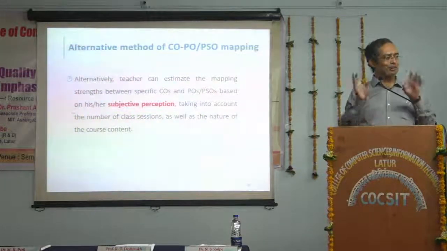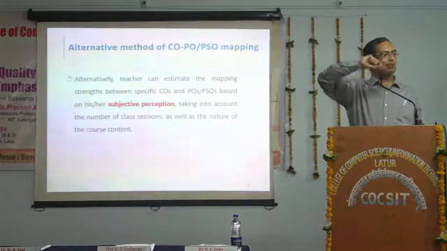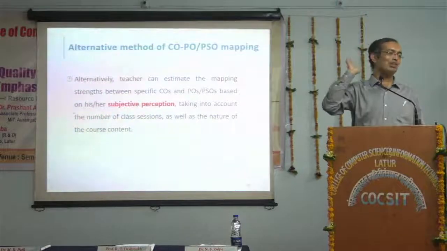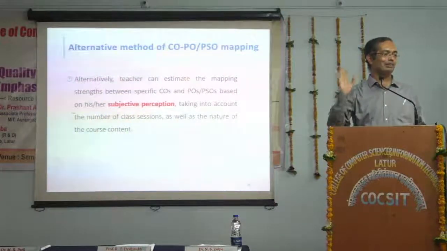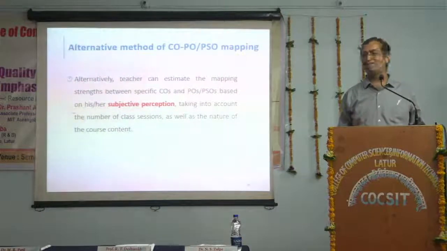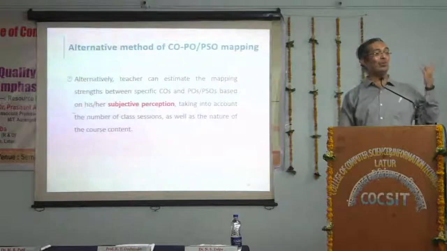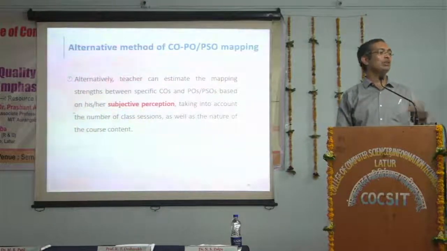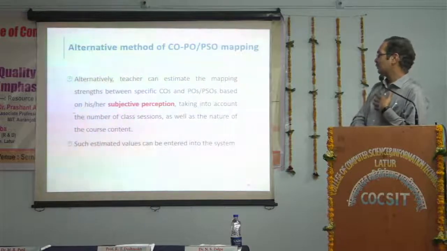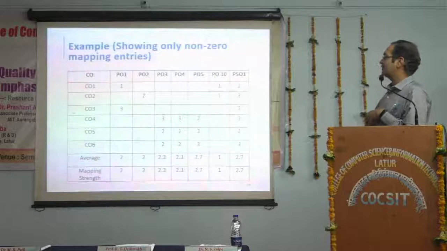What I have to do is just write down whether CO1 is mapping with PO1. If it is highest, I will say 3. If it is lowest, it is 1. Or if I am in confusion, I am saying 2. Right? So it is whether it is low or high, so generally 2 is provided for that. Such estimated values can be entered into the system, and this is done like this.